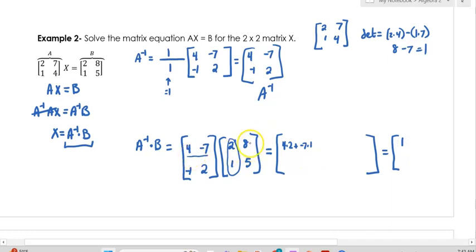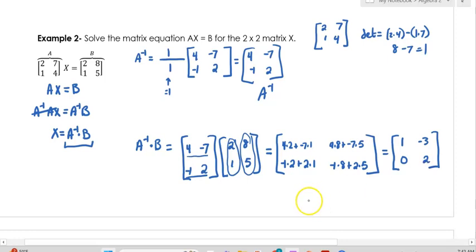And then I'm going to take that top row times the second column. So I'm going to do 4 times 8 plus negative 7 times 5. All right, that's 32 minus 35, so that's negative 3. You could use a calculator, though. All right, for the bottom row, I'm going to take this bottom row, negative 1, 2, times the first column. So negative 1 times 2, 2 times 1. All right, that's 0. And then I'm going to take the bottom row times the second column. All right, which that's 2. And that is my answer right there.